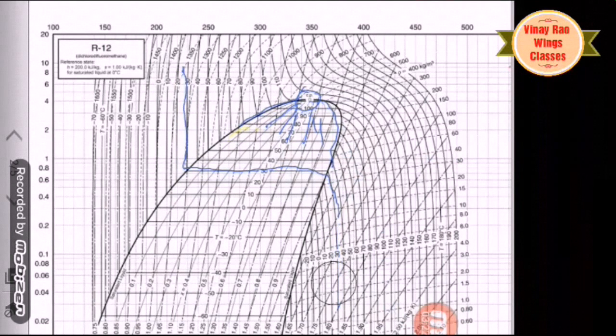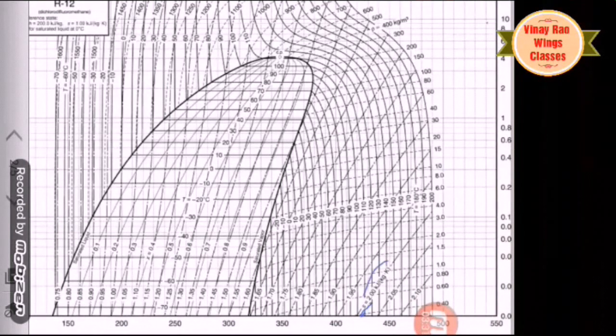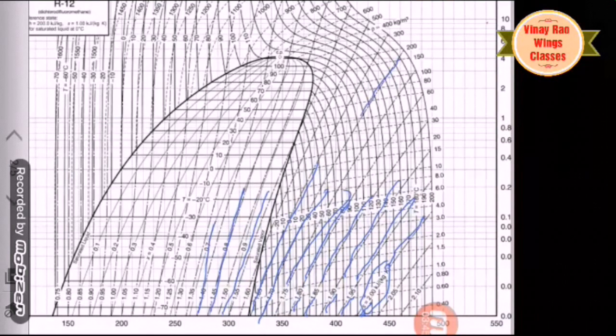Now I will explain the entropy lines. Look at these lines. These are constant entropy lines: 1.95, 1.90, 1.85, 1.80. Entropy is constant along these lines.